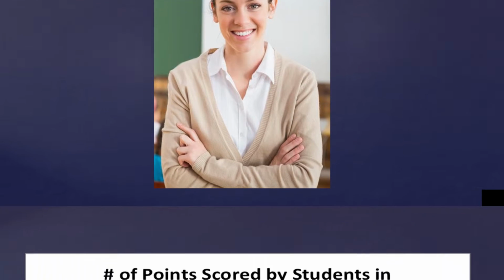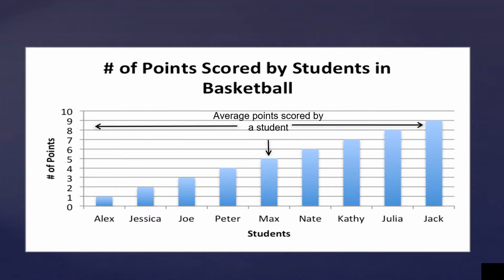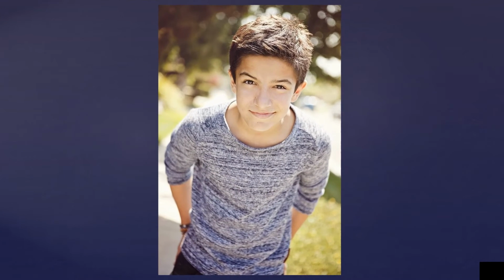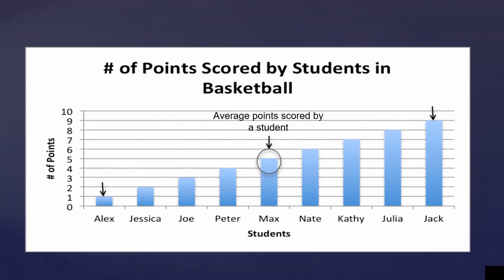Yes, that is correct, Emily. Now, by looking at the bar graph, who can tell me which students are farther away from the average points scored by a student? Yes, Henry? It is Alex and Jack, since they're at the ends and Alex only scored 1 point and Jack scored 9 points. Yes, you are correct, Henry.